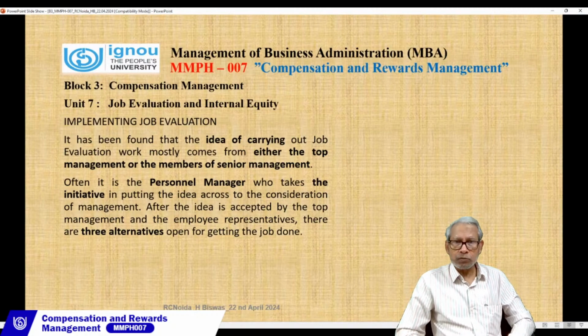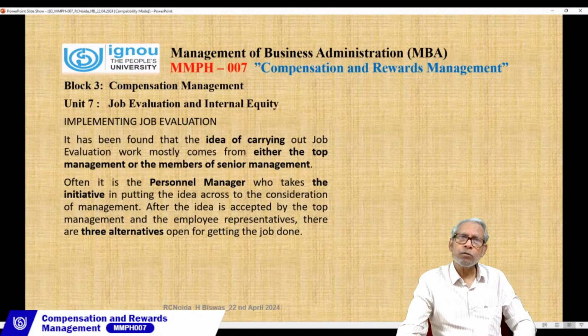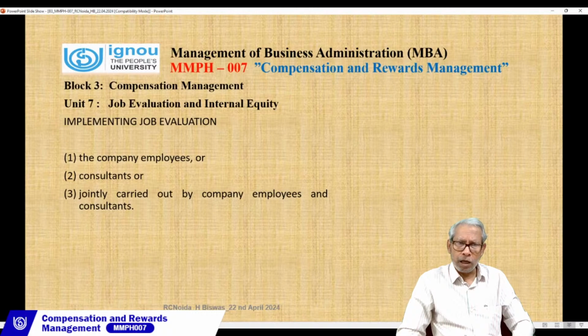Often it is the personnel manager who takes the initiative, because most of the time the personnel manager's initiatives count a lot, since you're putting the idea across for the consideration of management. After the idea is accepted by the top management and the employee representatives, there are basically three alternatives open for getting the job done. How to implement this? The alternatives are: by the company employees, through the consultants, or jointly carried out by the company employees and the consultants. There are three options given.